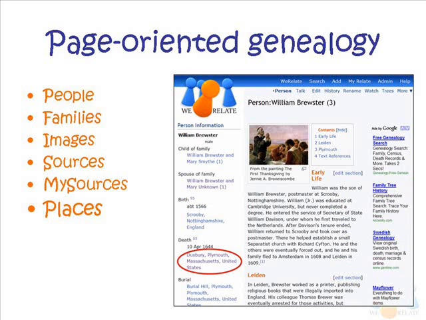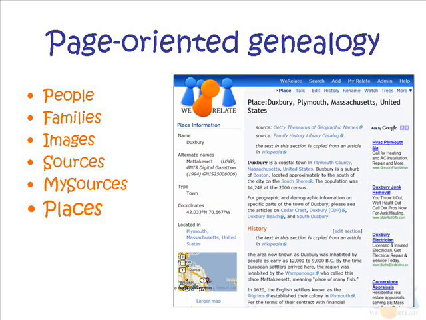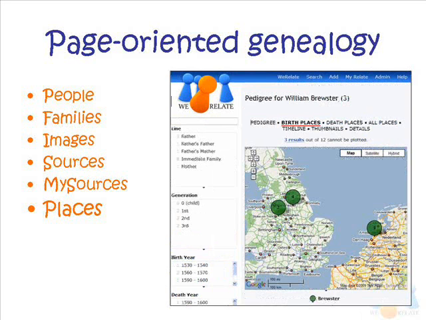We have pages for places as well. So clicking on this link takes you to a place page for Duxbury. Place pages can have maps, they can have historical information, and they can also contain research guidance for the place. Here's an example of people in a family tree being shown on a map.